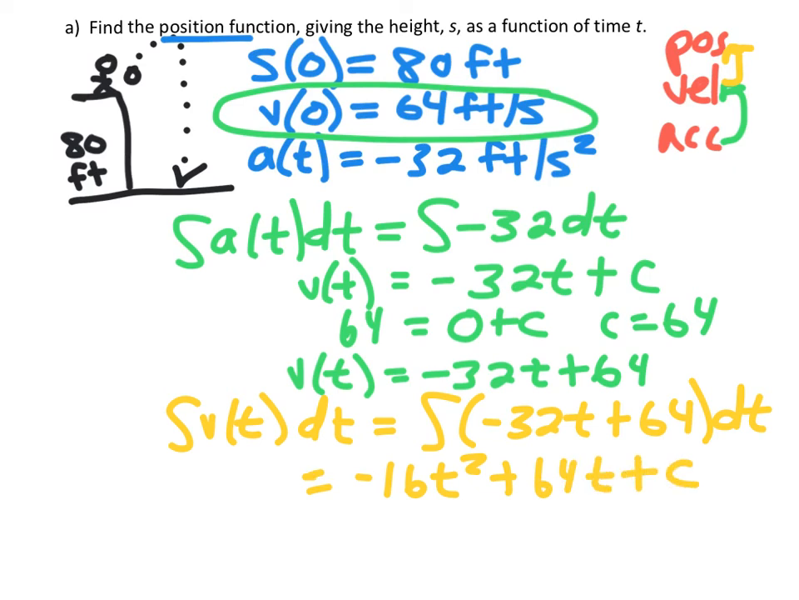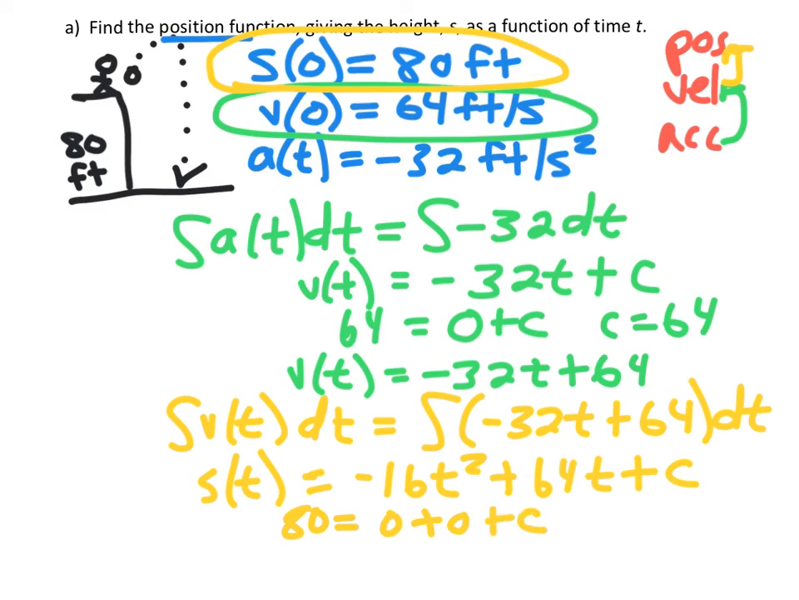And when I go backwards a step, I end up at position, which is s of t in terms of notation. But again, I have to find that c value, so this is where I'm going to use my first initial condition, which said that at time 0, the height was 80. So when height is 80 and time is 0, I end up with c is equal to 80.